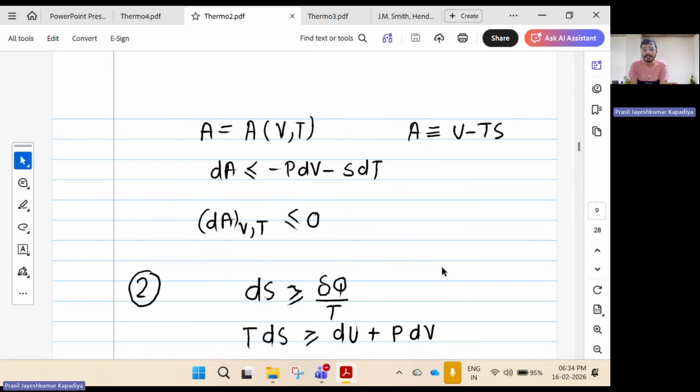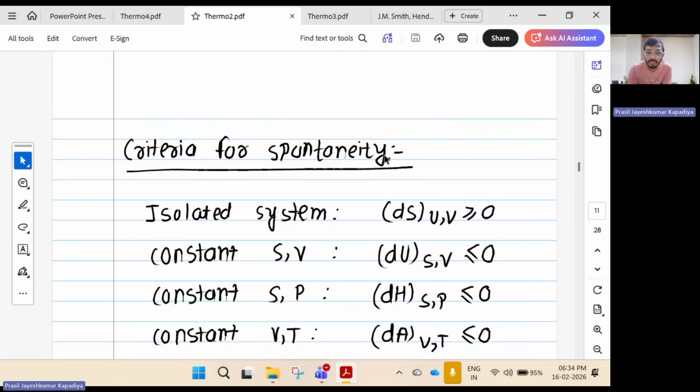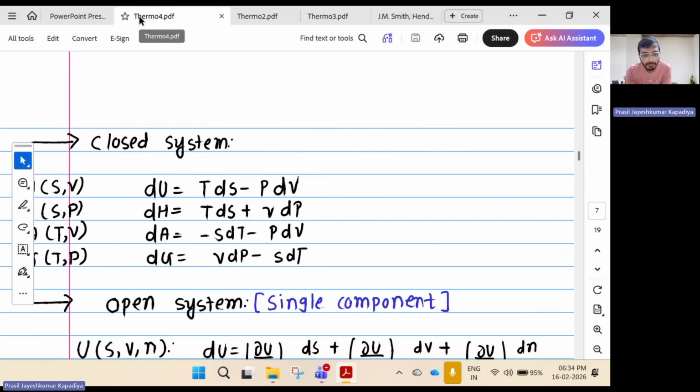Okay, but now let's say we are dealing with an open system. What do I mean when I say open system? In an open system, energy will definitely exchange, but mass will also exchange with the surroundings. The system will also exchange mass with its surroundings. Okay, so let's say I'm now trying to deal with an open system.